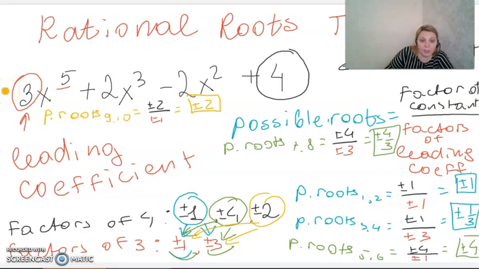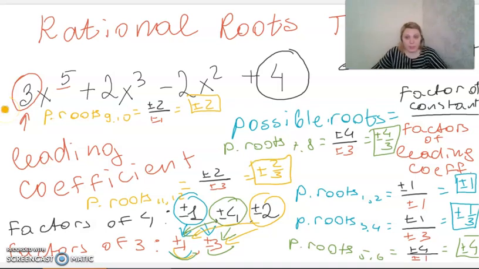And the last but not least, I would have to do this with plus minus 3. I'm running out of space, so I'm going to put this right here. Possible roots 11, 12, plus minus 2 divided by plus minus 3 is going to get you plus minus 2/3.